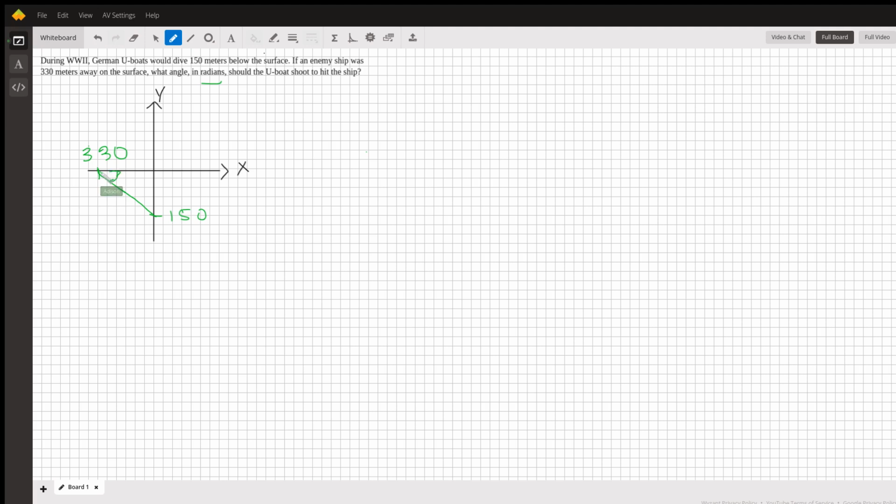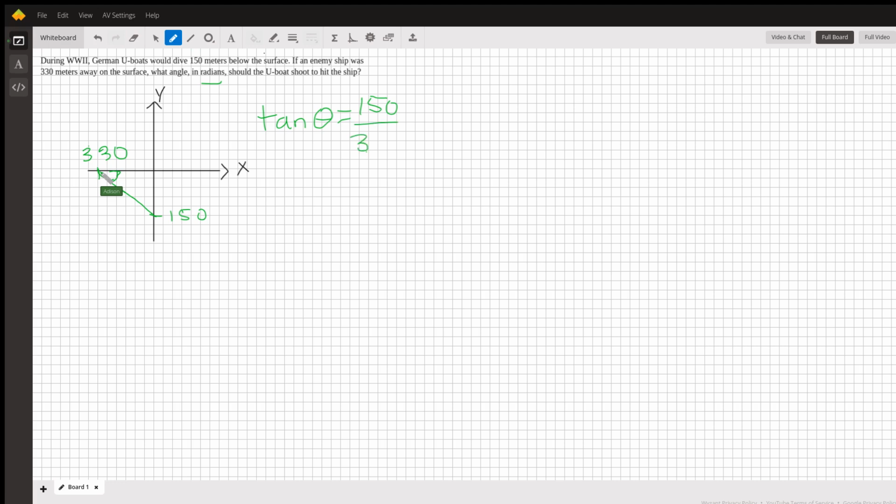In order to do that, we need to use tangent. The reason is because we are given the opposite value of 150 and the adjacent value of 330. And that's exactly what tangent asks for. Tangent theta asks for the opposite value over the adjacent value, or in our case, 150 over 330.